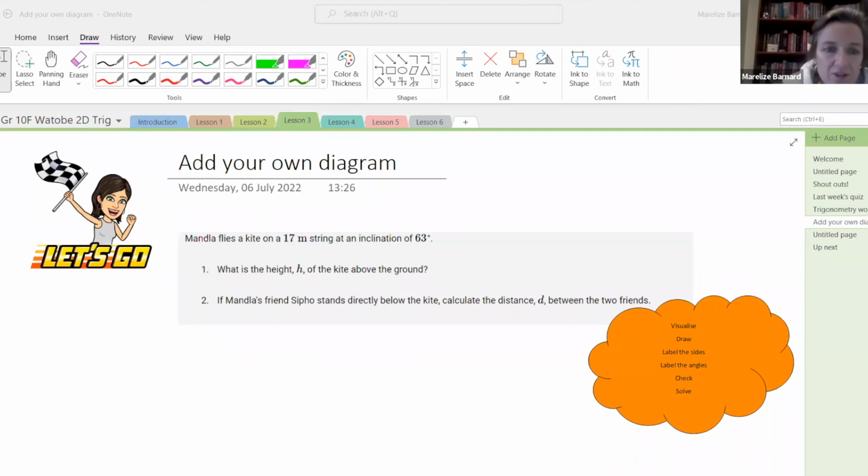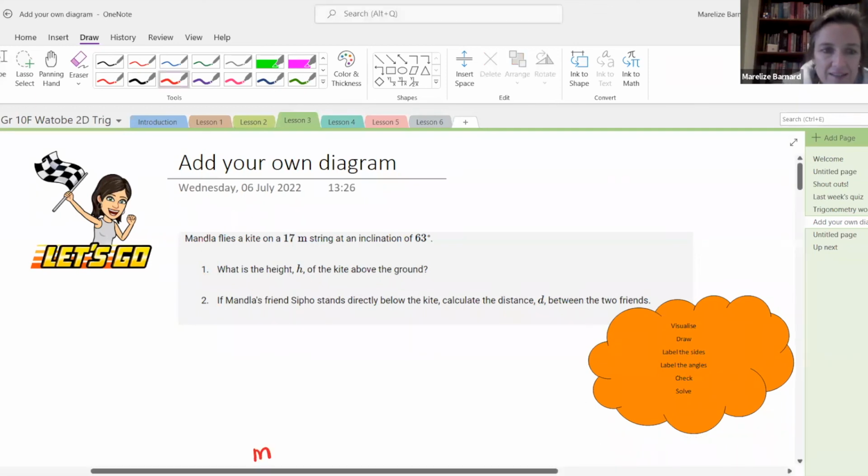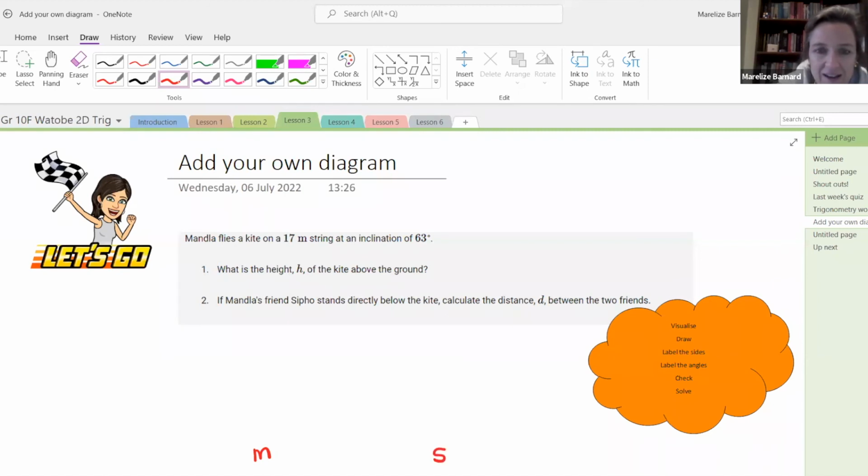Right, so I'm going to start here. Let's see how your drawings have gone. I'm going to start here with mandala, and I'm going to put an M down. And I know that Sipo is over here and the kite is over here. So I'm putting those three labels down for my triangle: the kite, and then mandala and Sipo. Now, mandala holds the kite. So this is him holding the kite.